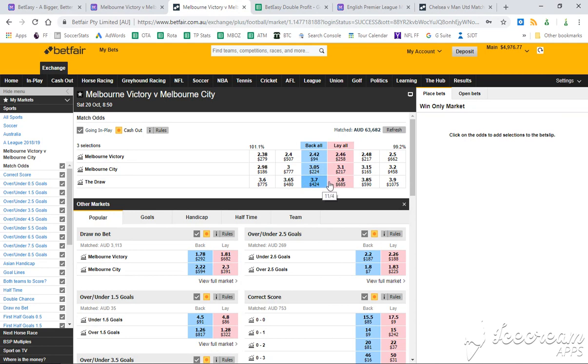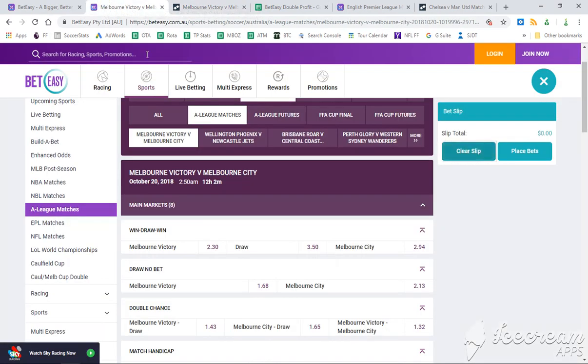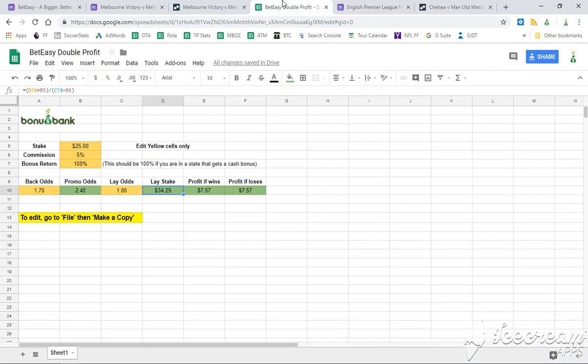And we can see on Betfair that the lay odds for the draw are 3.8. So what we're going to do is back the draw at BetEasy, and lay it on Betfair so that we can lock in some of that double profit, so that we make a profit no matter what happens. We don't actually need it to be a draw, because we're going to lock it in using Betfair. And to figure out how much you want to lay to lock in the profit, we've got a nice little calculator here that does the hard work for you.